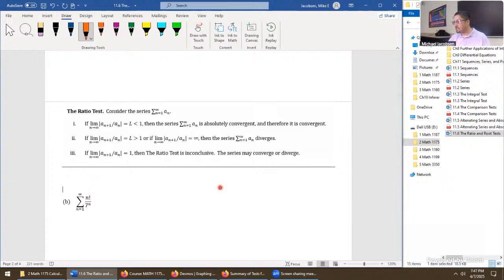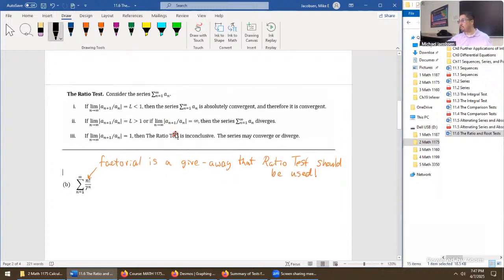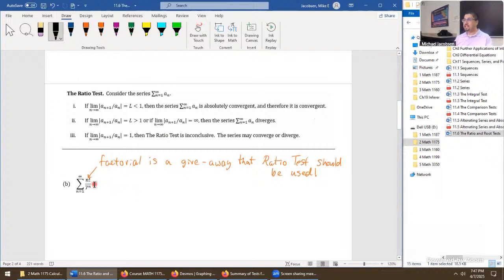So right here, let's indicate that this is factorial, and it is a giveaway that ratio test should be used. That deserves an exclamation mark because that is definitely a bold statement. And now that we're looking at it, what would you all guess? Is this a convergent one or a divergent one, with factorial in the numerator, exponential in the denominator?